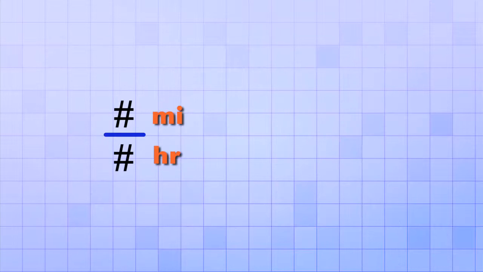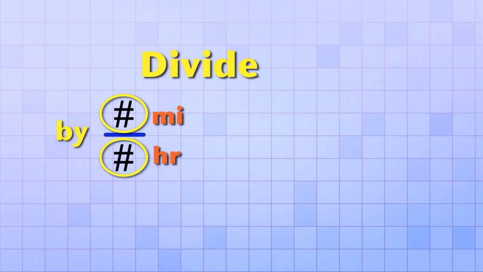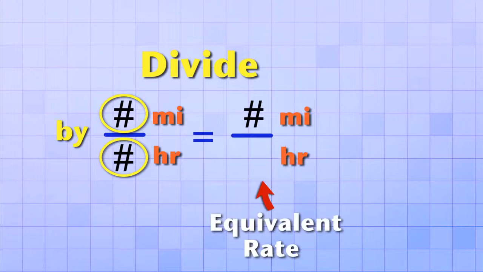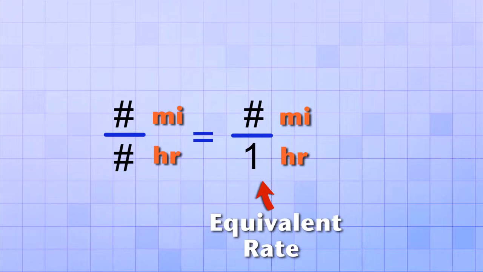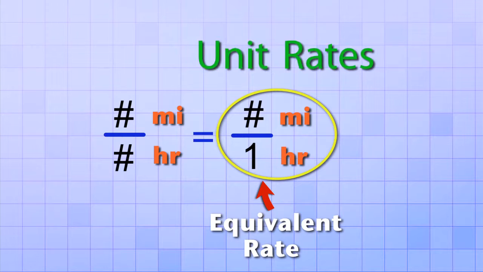All you have to do is divide the top number by the bottom number. The answer you get is the top number of the new equivalent rate, and the bottom number is just 1. Rates like this are called unit rates because unit means 1.